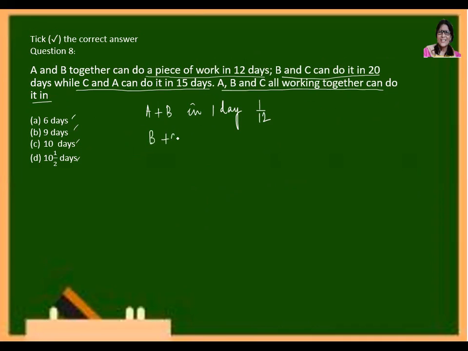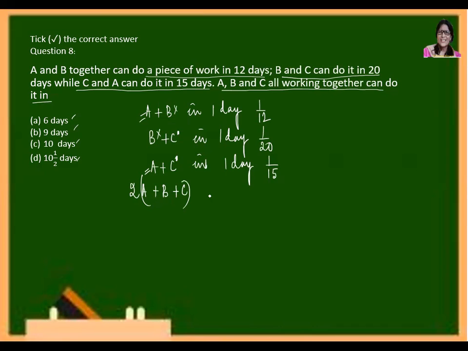B plus C in 1 day does how much? Your 1/20, and A plus C in 1 day, 1/15. So if I take the sum, there will be twice A, twice B, and twice C. So 2A, 2B, 2C, they do 1/12 plus 1/20 plus 1/15.